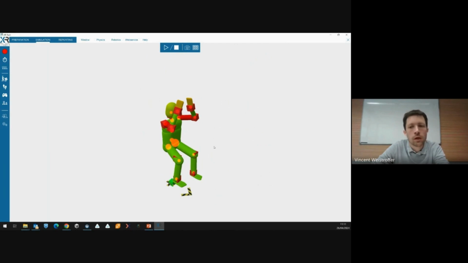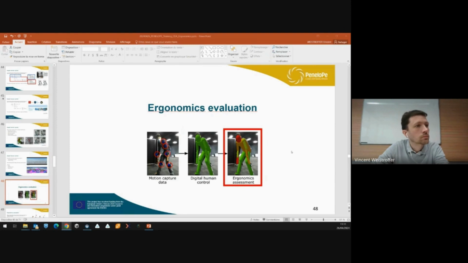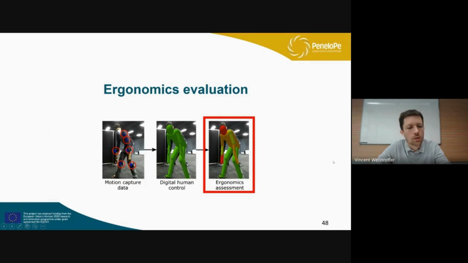And now the next step of the training session is about ergonomics evaluation. So I will now show you how we can perform an ergonomics evaluation based on this digital human model and based on this current posture. So let's go back to the presentation. Here it is. So, ergonomics evaluation.